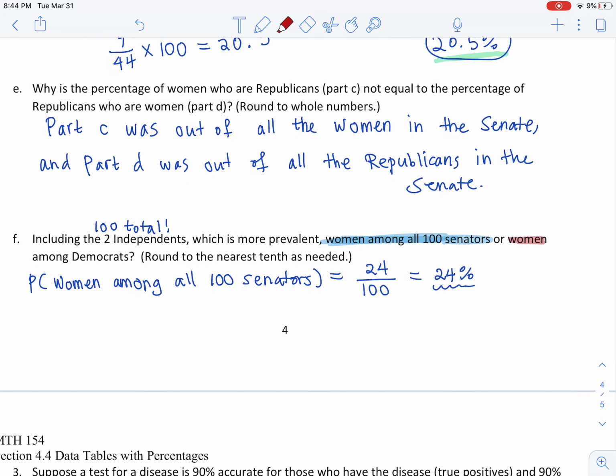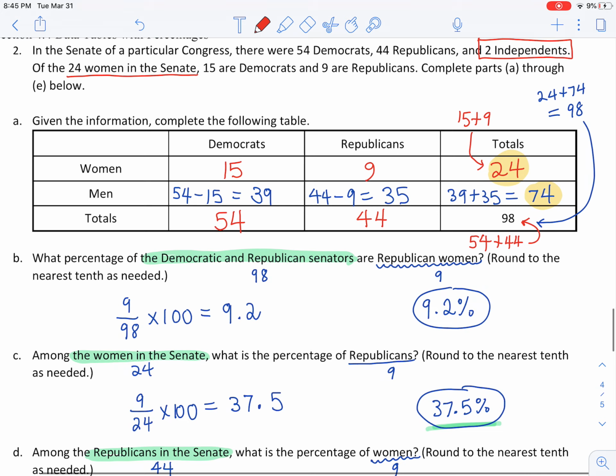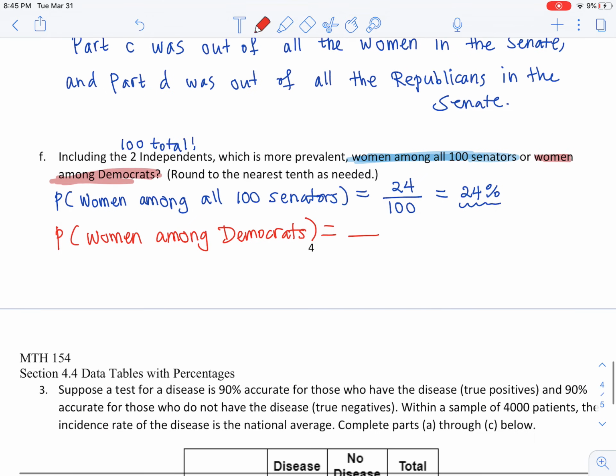Now, let's look at the second one they're asking about, okay? Women among Democrats. So, probability of women among Democrats. Okay, ready? How many Democrats did we have so that we can put that as a total number? We had 54, right? And out of these 54, how many were women? 15. So the fraction that we need here is 15 over 54.